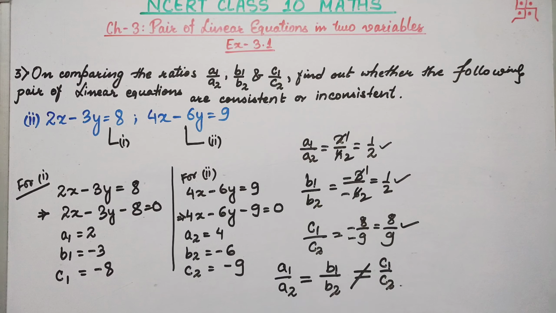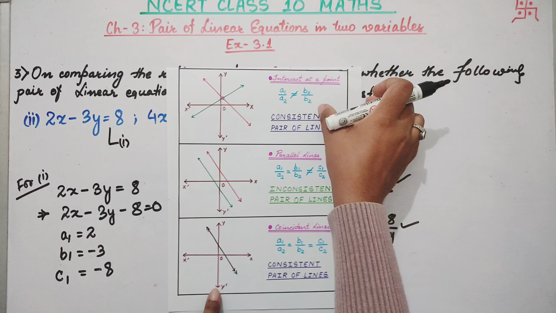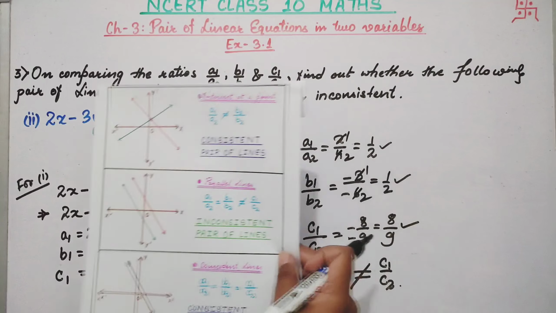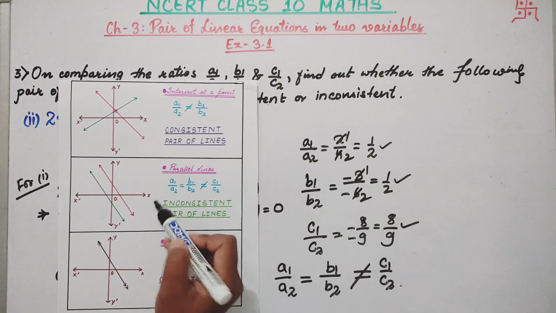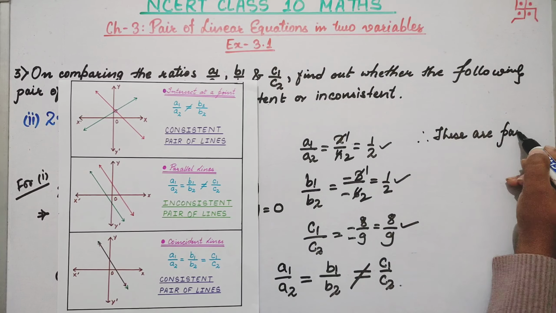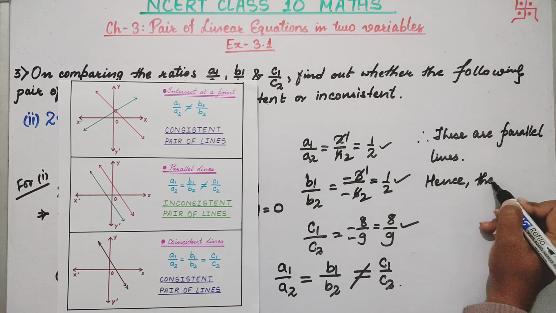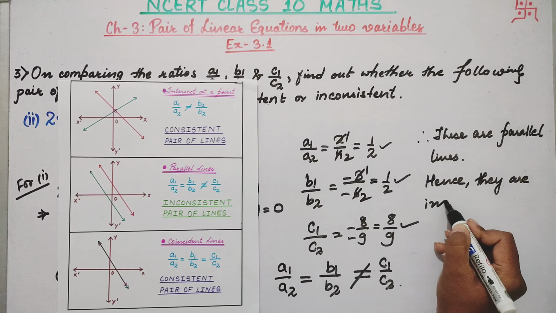So for this condition, let us again check. The condition is a1 by a2 is equals to b1 by b2 but not equals to c1 by c2. So in that case, these are parallel lines. Therefore, they are inconsistent pair of lines.